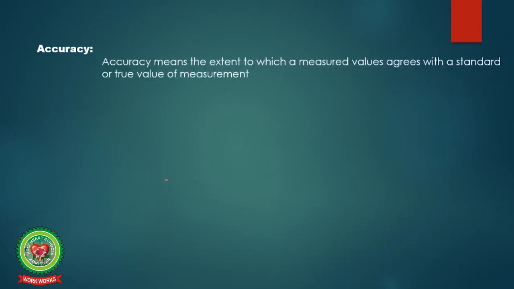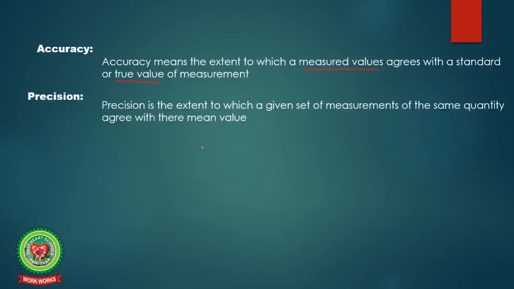First of all, we should know what accuracy is. Students, accuracy means the extent to which a measured value agrees with the standard or true value of measurement. True value is the exact value, and measured value means the value which you get after performing the experiment. With accuracy, one more term comes, that is precision. Precision is the extent to which a given set of measurements of the same quantity agree with their mean value.